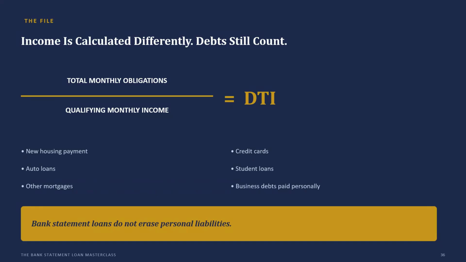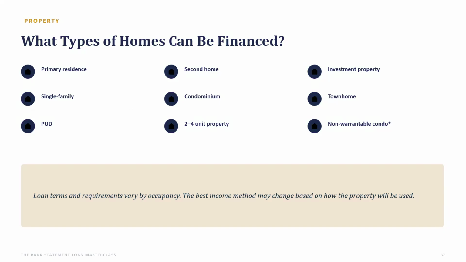Total monthly obligations, qualifying monthly income. We're going to look at that. New housing payment, auto loans, credit cards, student loans. Remember, bank statement loans do not erase personal liabilities.